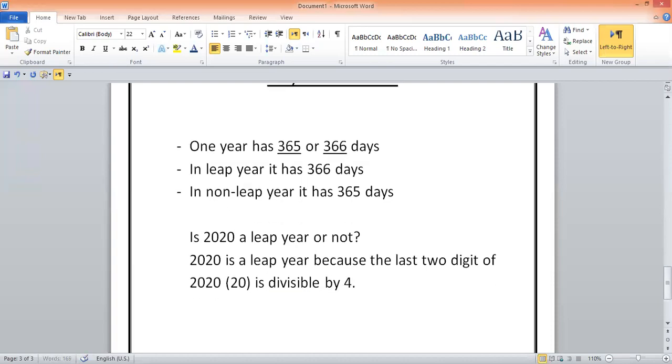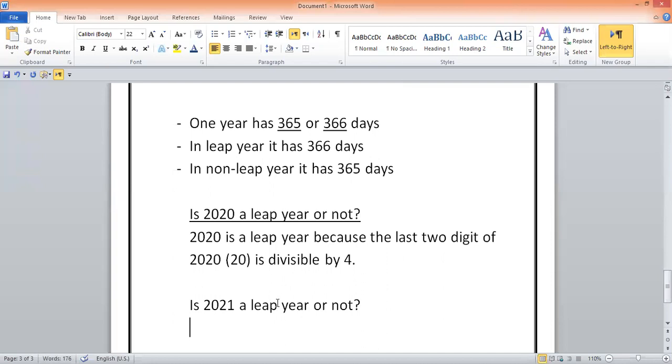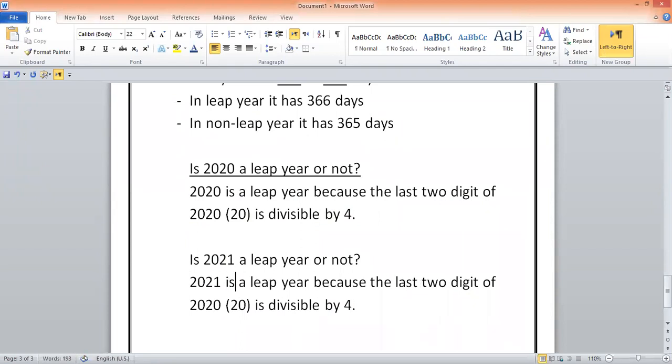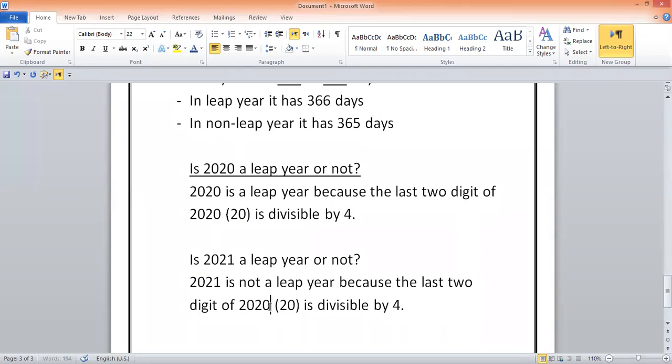Okay. Now another, if I ask you, is 2021 a leap year or not? So again, guys, how will you see? Check the last two digits. The last two digits are 21. Is 21 divisible by 4? Yes or no? No. Very good, it is no. That's why you will say 2021 is not a leap year, because the last two digits of 2021, that is 21, are not divisible by 4. This is the answer.